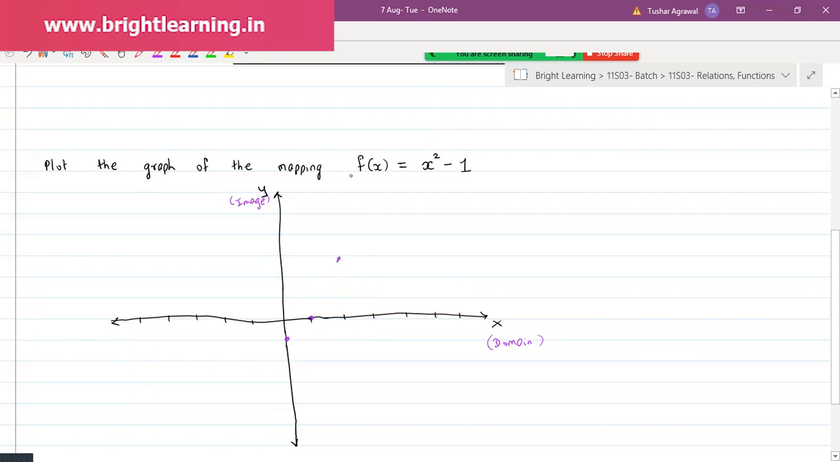For x equal to 3, y will be equal to 3 square, 9 minus 1, 8. It will go very much up. For x equal to minus 1, it will be 0. For x equal to minus 2, it will again be 3. For x equal to minus 3, it will again be 8.